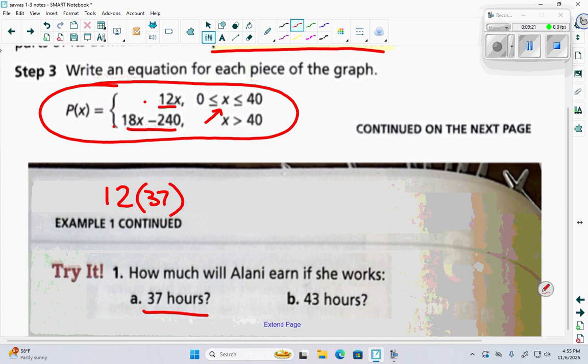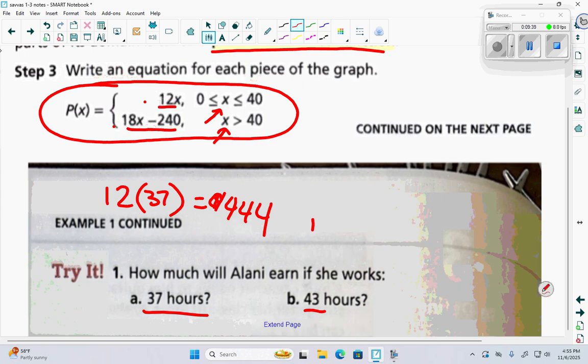So you would multiply that. You would say, how much is she going to earn? So she's going to earn $444. Then this one is 43 hours, so 43 hours is greater than 40, so that means you're going to use that second equation.